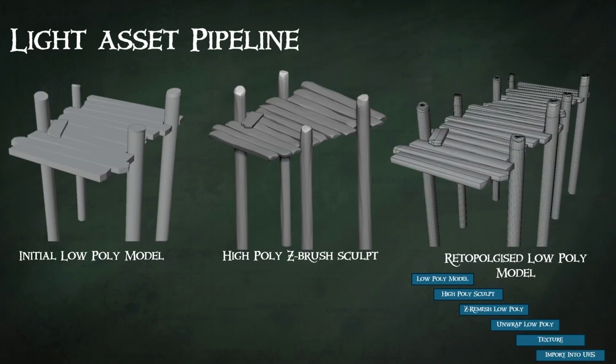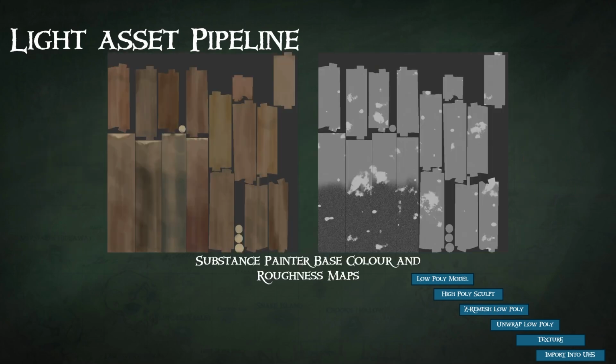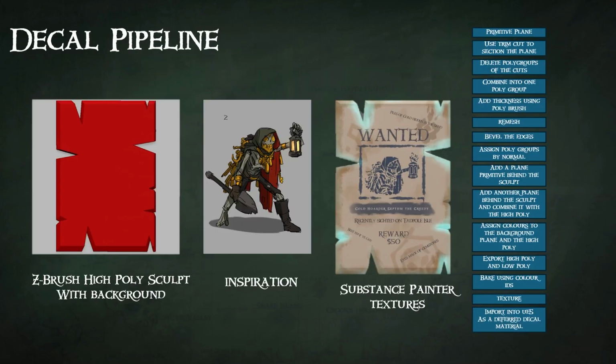The water dock followed the exact same method of creation as the campfire, except for the fact it was duplicated after it had been textured to make the dock longer without taking extra time. You see here the unwrap, base color and reference maps, and then the final result.